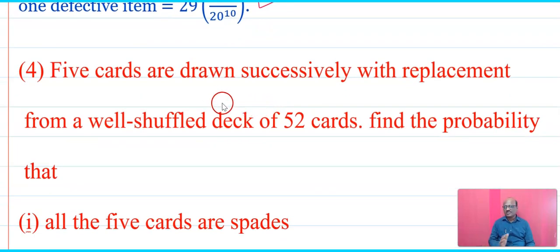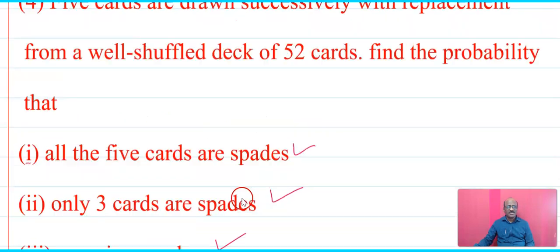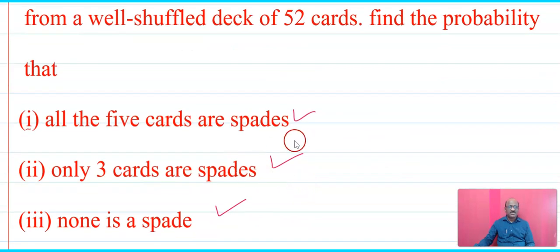Next problem. 5 cards are drawn successively with replacement from a well-shuffled deck of 52 cards. Find the probability that all 5 cards are spade, only 3 cards are spade, and none is a spade. Okay. What is here? 5 cards are drawn with replacement, find the probability of the spade.